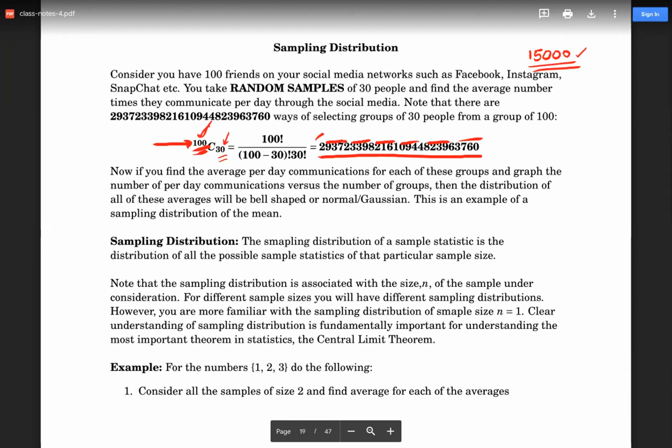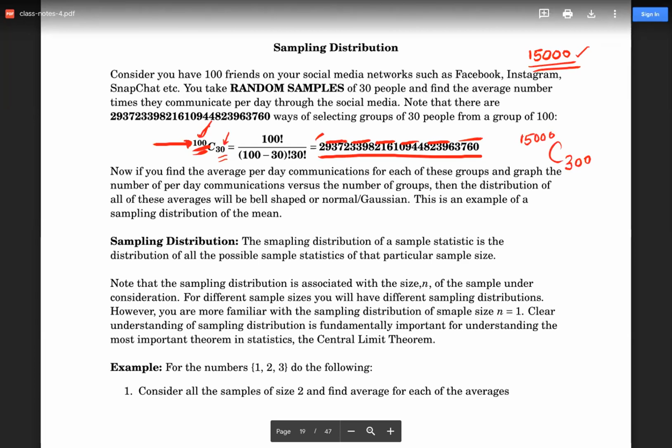And imagine if you have 15,000 students, how many different groups of students you can pick of size 300. That'll be like a crazy big number. All right. So that's what it is. Now, this just gives you a sense of how big the sampling distribution could be, how big the size.